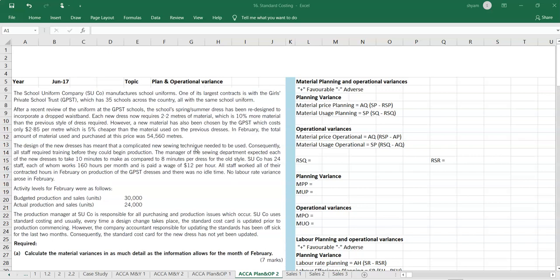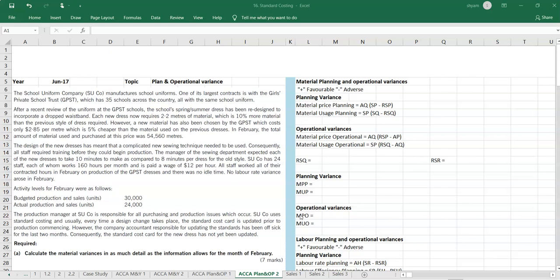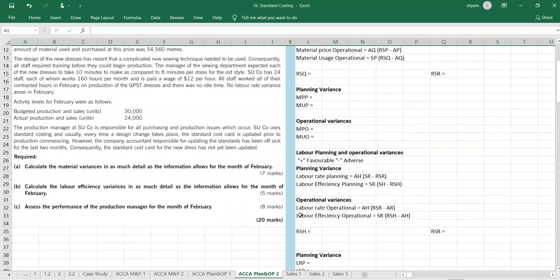So we'll do one more planning and operational variance. This question was asked in the ACCA exam in June 2017. We'll start from the required. The required is: calculate the material variances in as much detail as the information allows for the month of February. So we have to find out the material variance in detail.